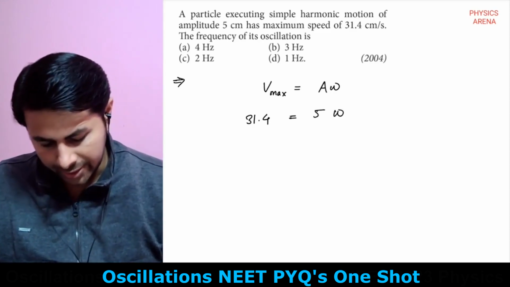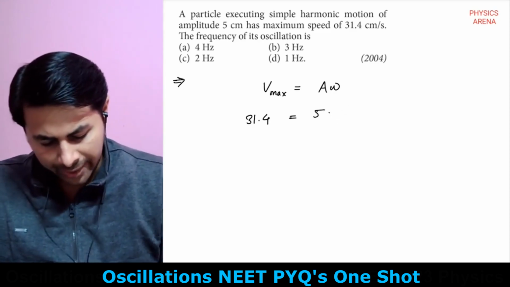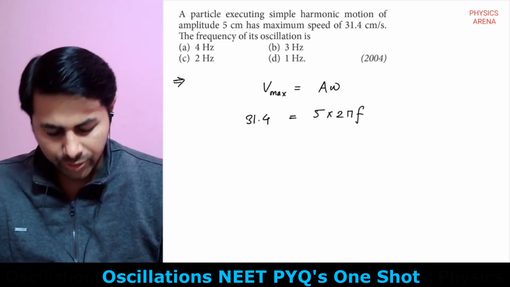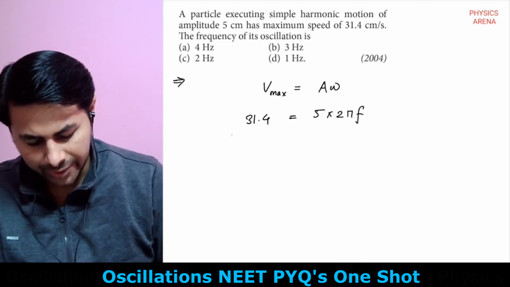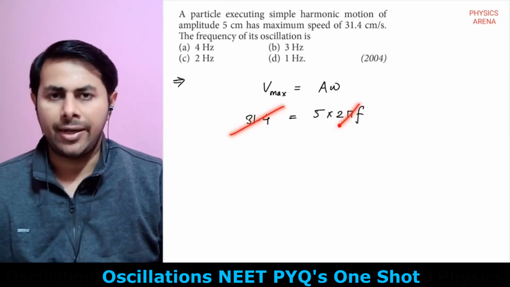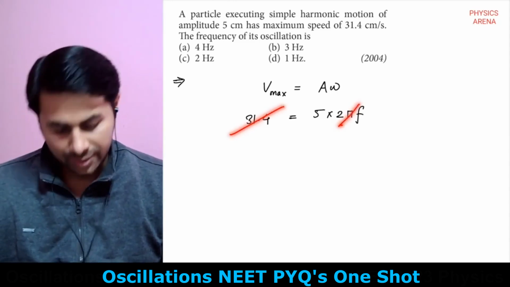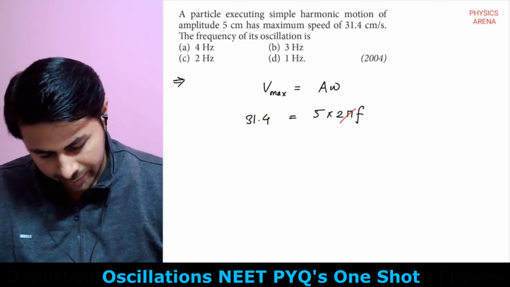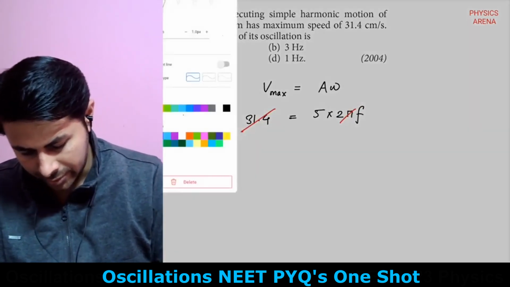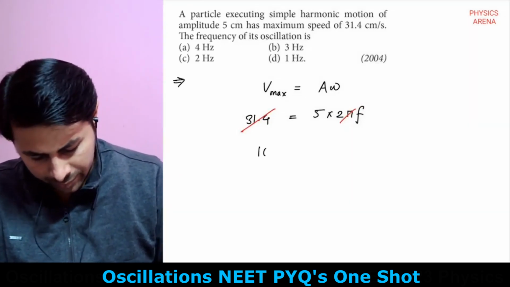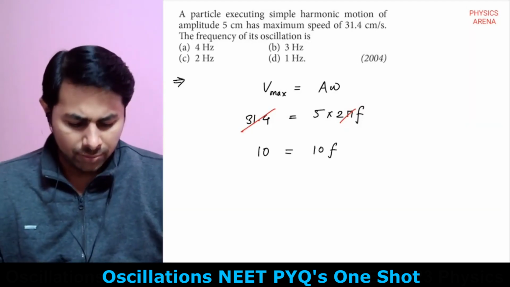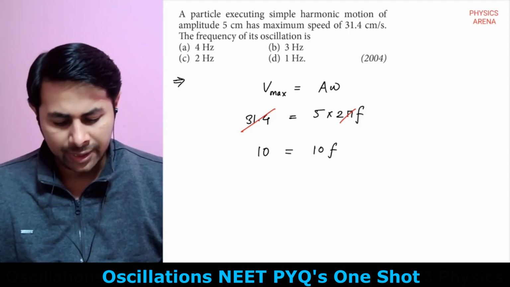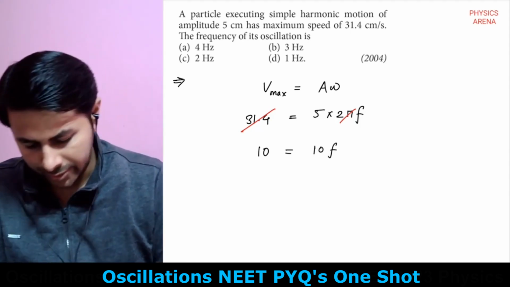And omega can be written as 2 pi f, because we want frequency. Okay, so if we divide 31.4 by pi, we'll get 10, right? So then 10 is equal to 10f. That means f is equal to 1 hertz.